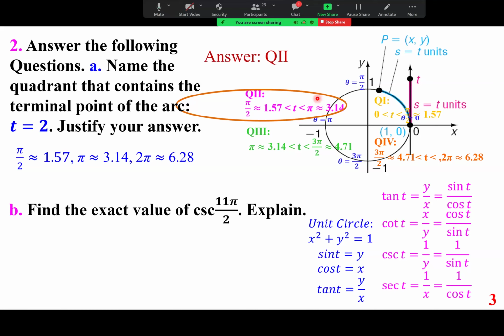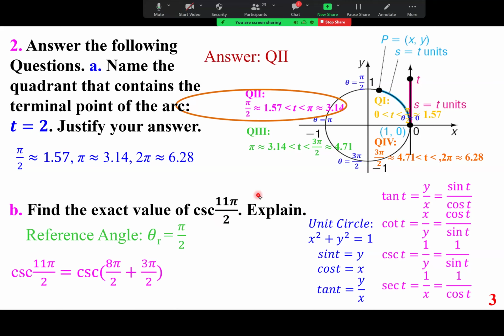Find the exact value of cosecant of 11 pi over 2. The reference arc is pi over 2. Multiples of 2 pi can be taken out. 8 pi over 2 is 4 pi. You can take that out and you end up with 3 pi over 2. So it's cosecant of 3 pi over 2, or 1 over sine of 3 pi over 2. We should know sine of 3 pi over 2 is negative 1, and the reciprocal of negative 1 is itself.